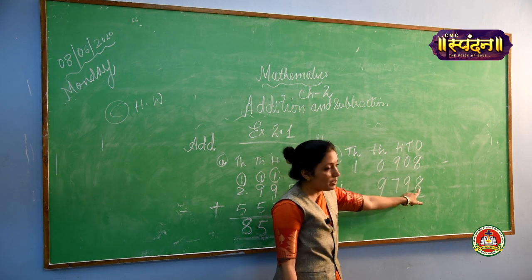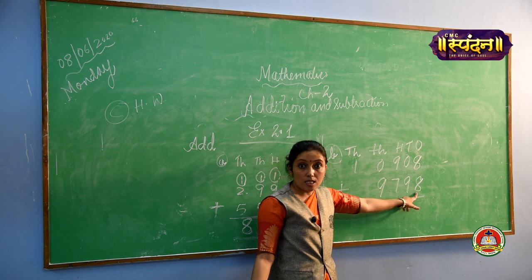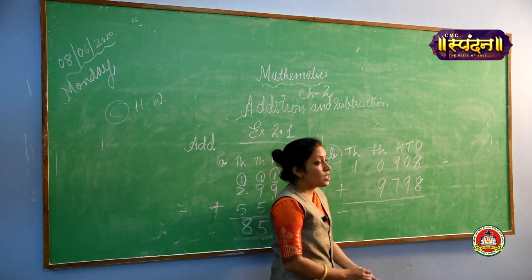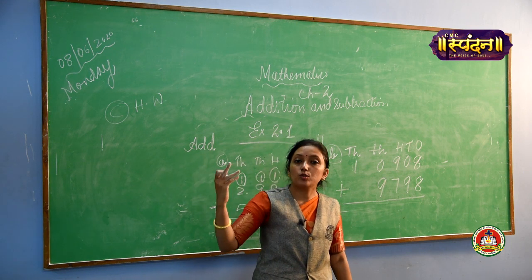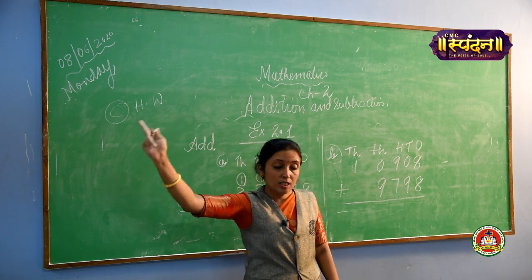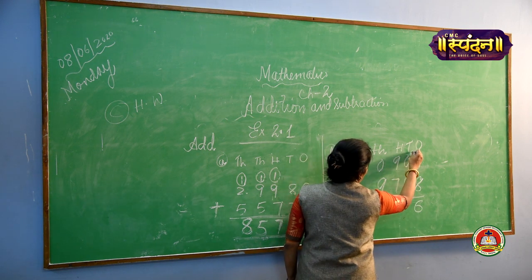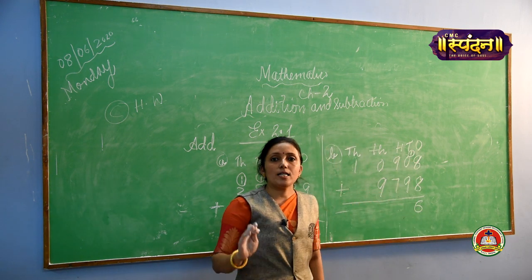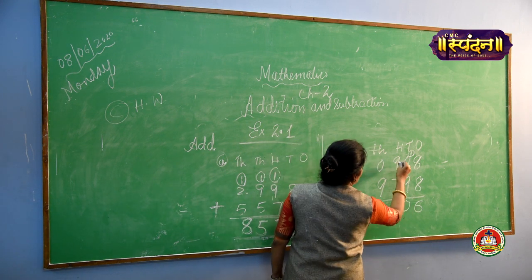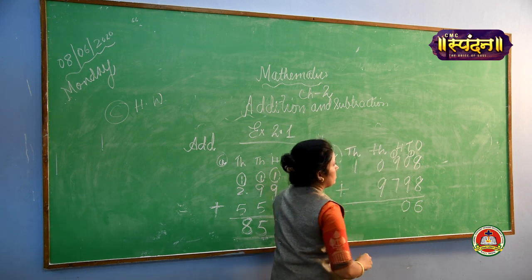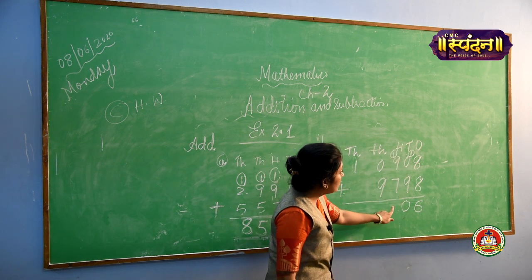Can you say 8 plus 8 is given? Yes, 8 plus 8 is 16. 8 in mind, 9, 10, 11, 12, 13, 14, 15, 16. Okay, 6, carry over 1. 9 plus 1 is 10. Again 9 plus 1, 10. 10 plus 7, 17.